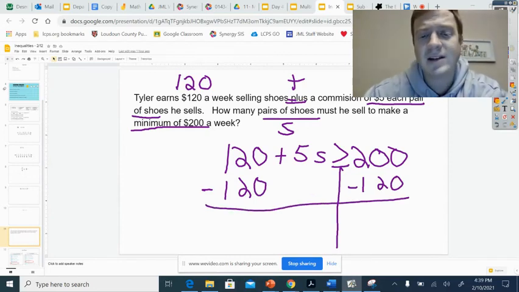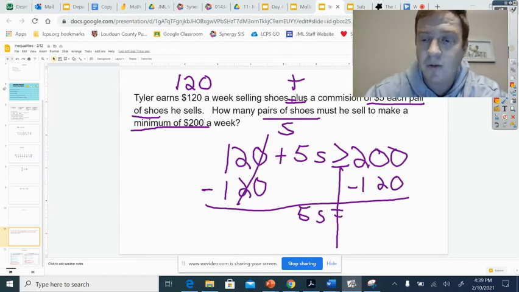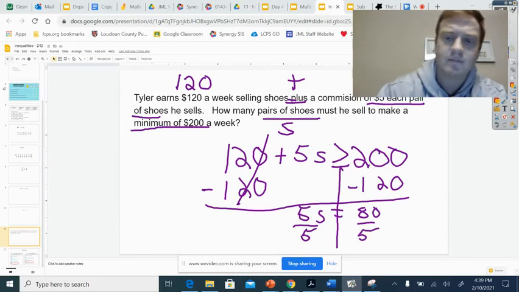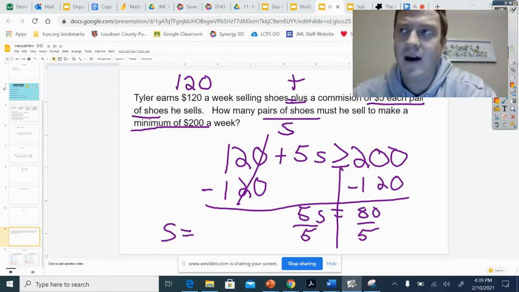After you subtract 120 on both sides, on the left side it cancels out, and you're left with 5S. On the right side, you are left with 80. Your final step, divide by 5. And you get your final answer of S is equal to, and if we did 80 divided by 5, I want to say that is 18.